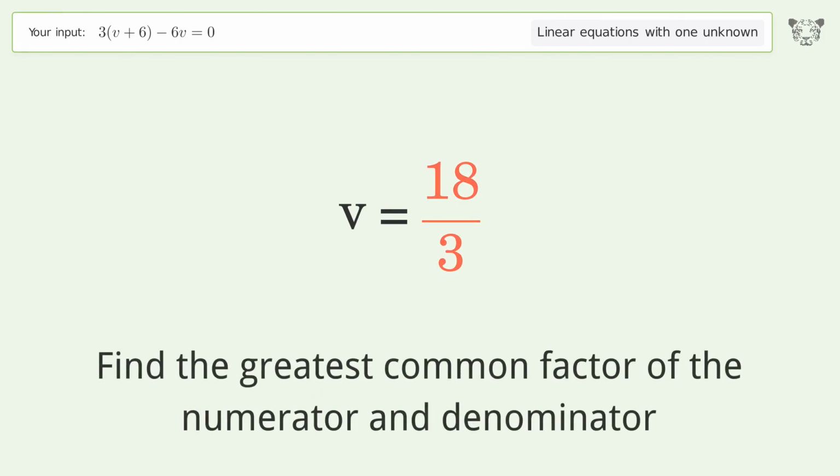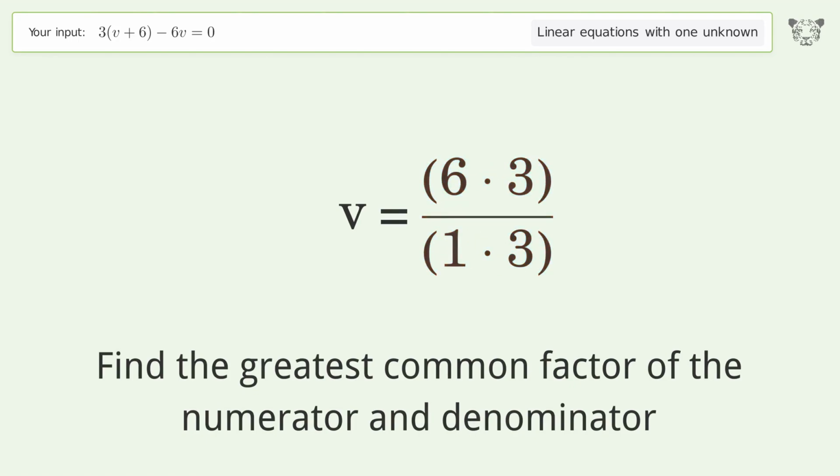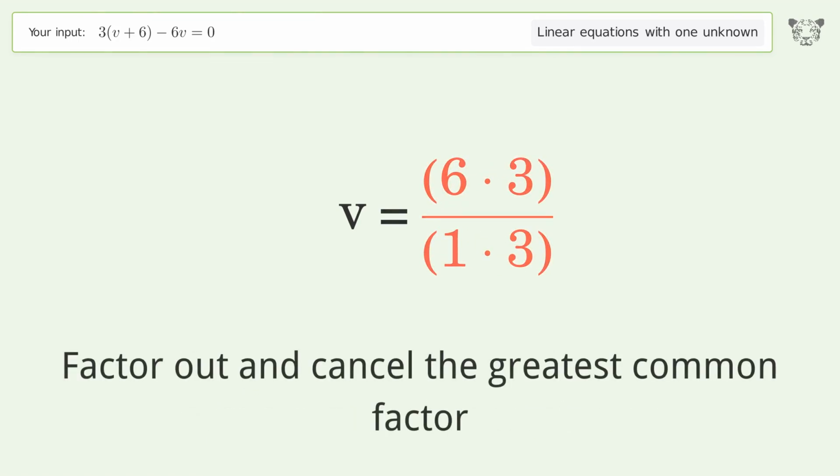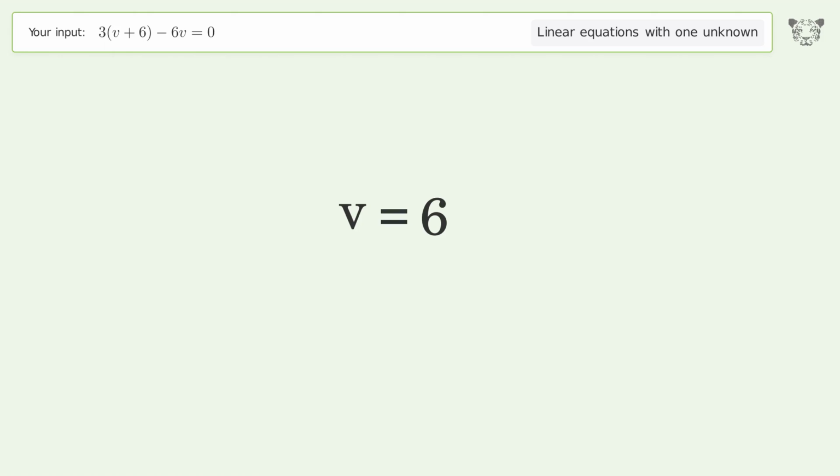Find the greatest common factor of the numerator and denominator. Factor out and cancel the greatest common factor. And so the final result is v=6.